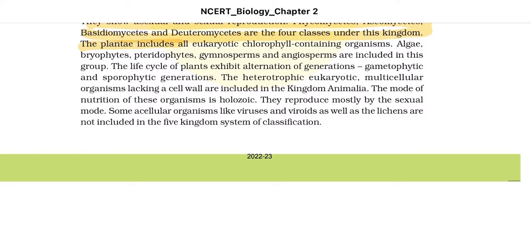The Plantae includes all eukaryotic chlorophyll-containing organisms. Algae, bryophytes, pteridophytes, gymnosperms, and angiosperms are included in this group. The life cycle of plants exhibits alternation of generation, gametophytic and sporophytic generations. The heterotrophic eukaryotic multicellular organisms lacking a cell wall are included in the kingdom Animalia. The mode of nutrition of these organisms is holozoic. They reproduce mostly by the sexual mode. Some acellular organisms like viruses and viroids, as well as the lichens, are not included in the five-kingdom system of classification.